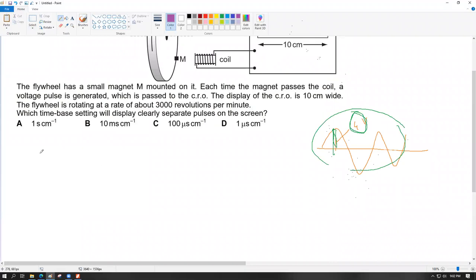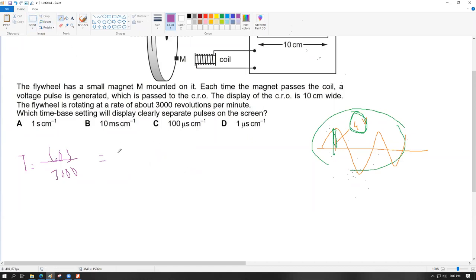Let's try and find out the time period of this cycle. The time period would be 60 seconds divided by 3000, right? How many do you get in seconds? 60 divided by 3000 means 1 by 500, which means 0.002. Am I correct? Oh, sorry, you wrote an extra zero. This is 0.02, sir.